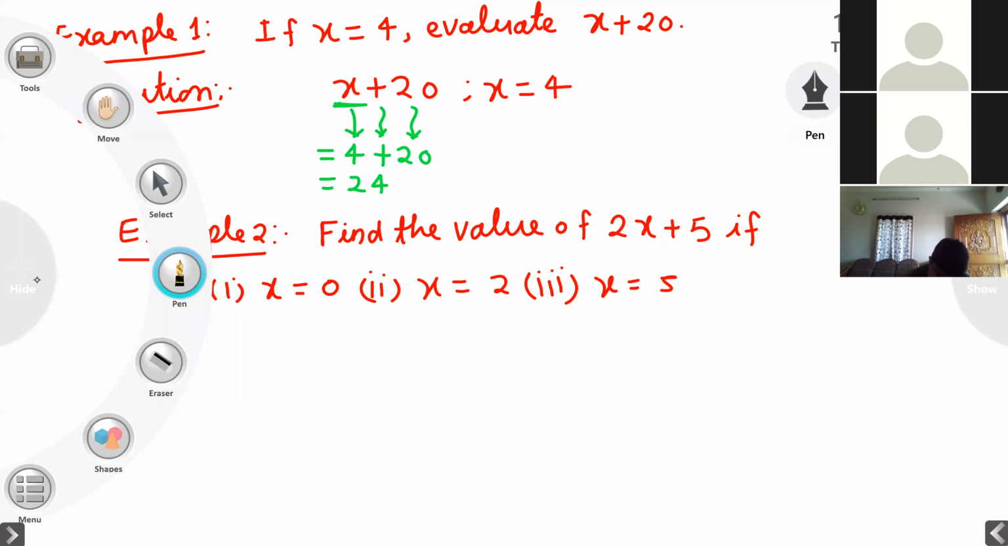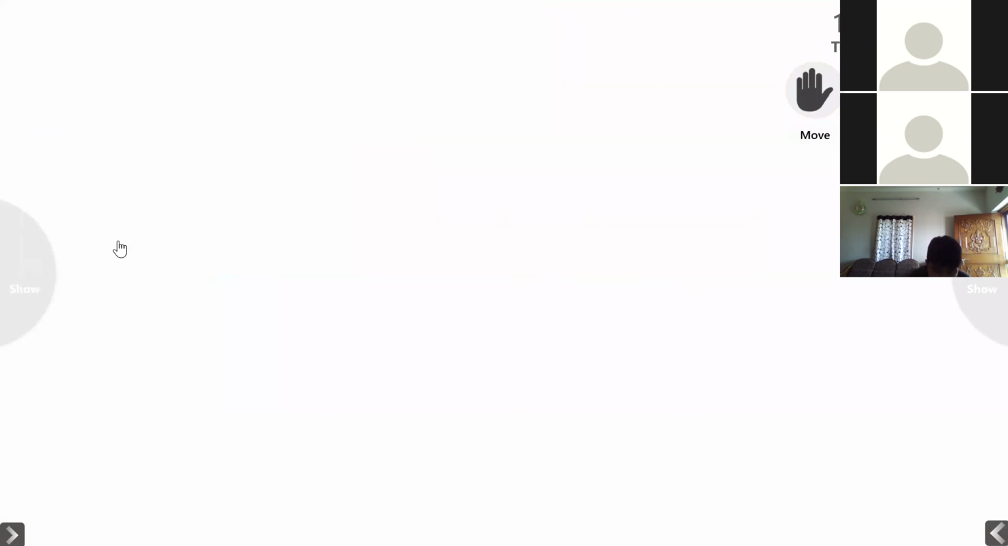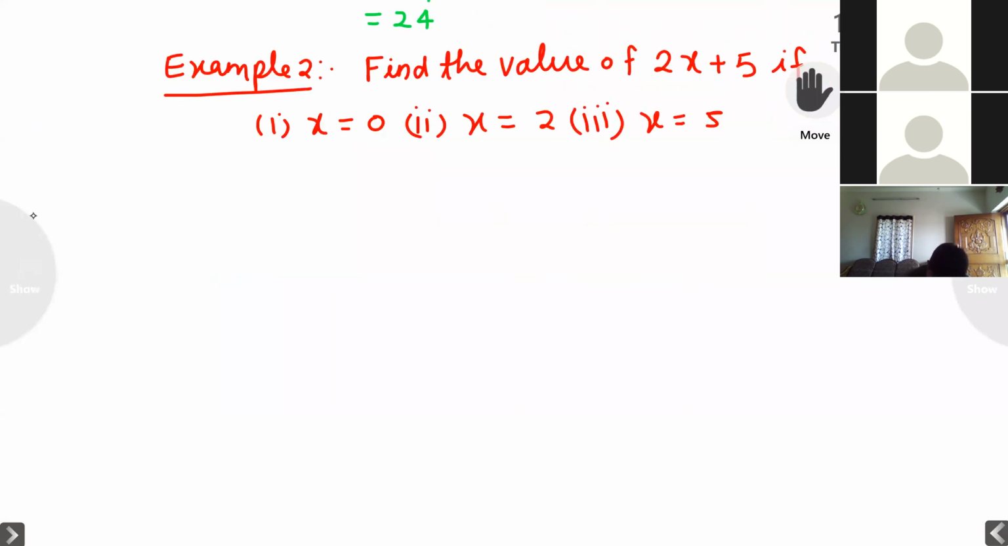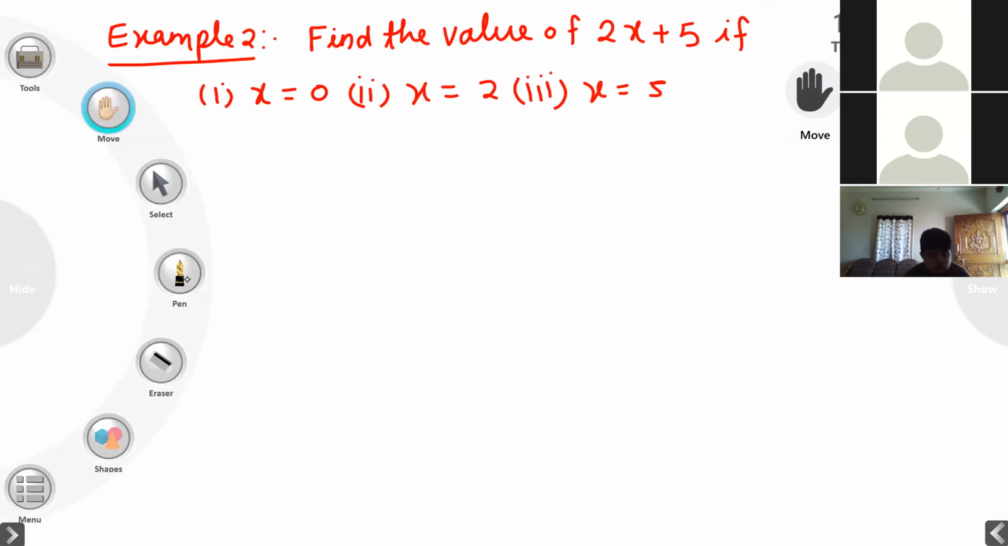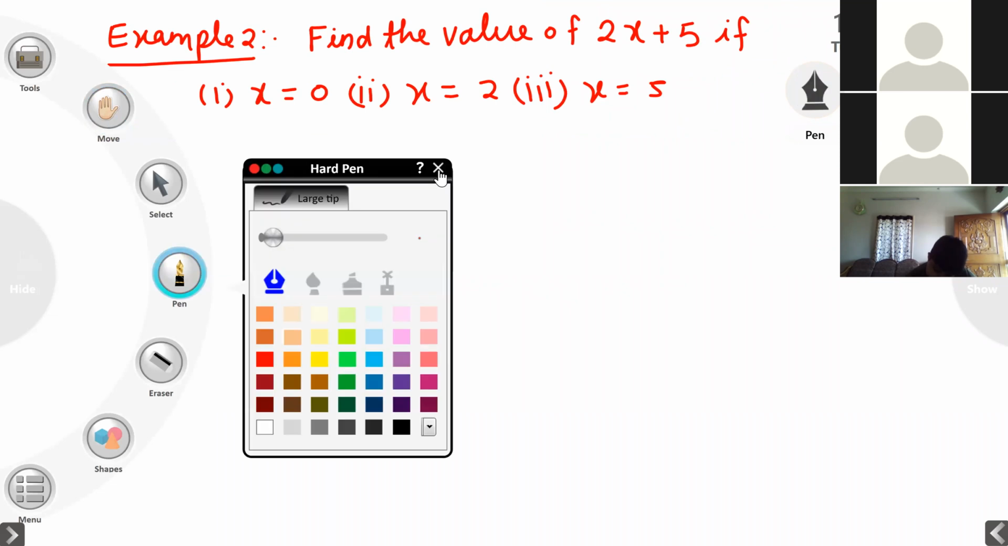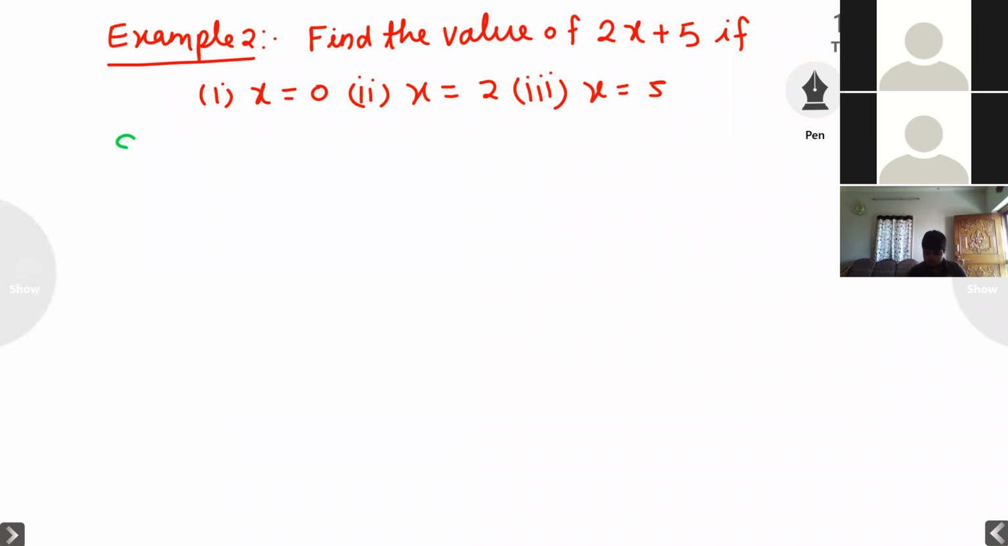We are going to solve this question. Observe here, everyone, how to solve this question. This question is also very easy. Only three questions they have given. Previously we were solving only one question. No problem.